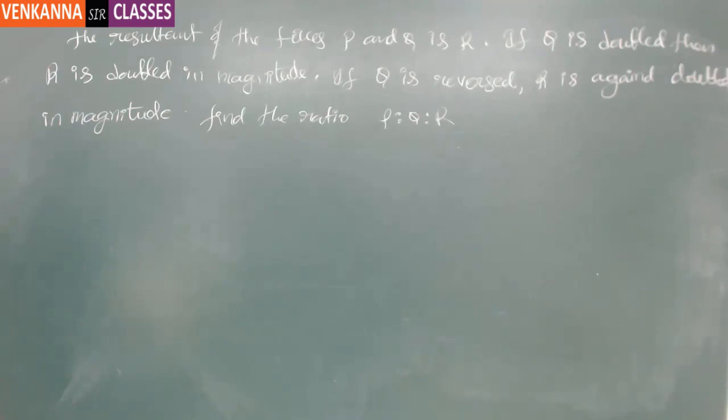So Nawaz, that's not correct. The resultant of the forces P and Q is R. If Q is doubled in magnitude, R is also doubled in magnitude. If Q is reversed, then again R is doubled in magnitude. Then find the ratio of P is to Q is to R. It's not that easy.